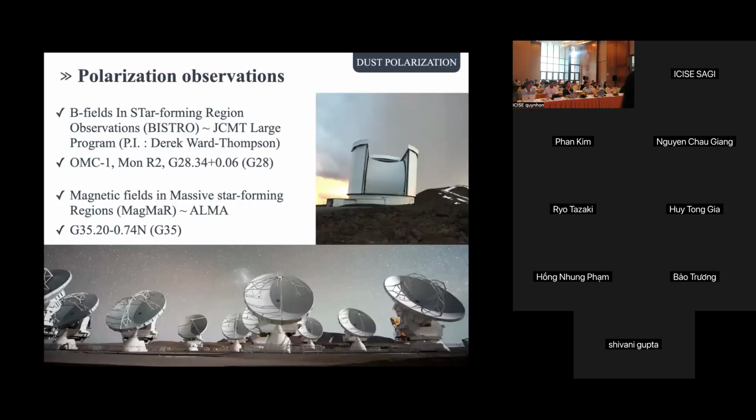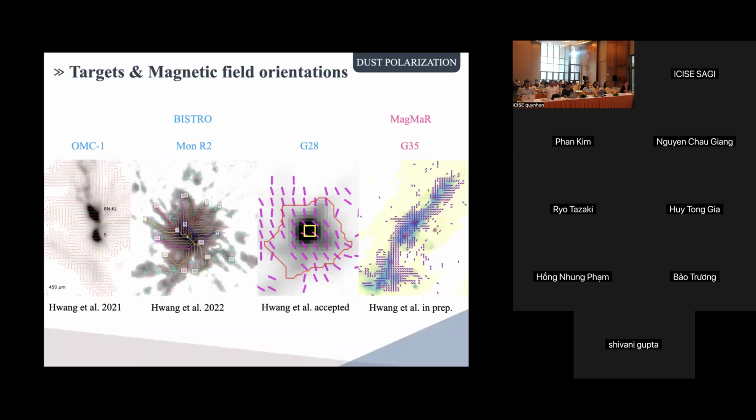For those polarization works, I used the JCMT BISTRO data and MAGMA data. It is one of the large surveys done by ALMA. So I used these 4 lines and 4 targets. I have estimated magnetic strengths for the 4 regions. There are a lot of details for each target, but I removed everything and only showed the magnetic strength distribution and the meaning of that.